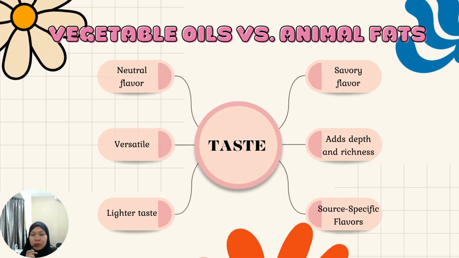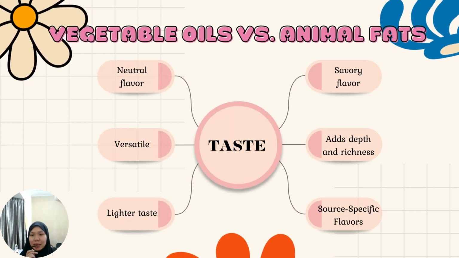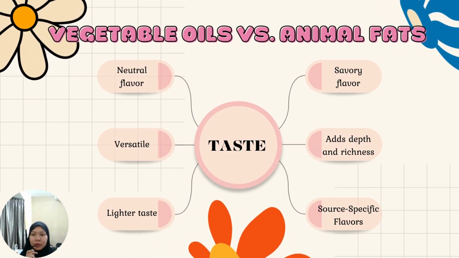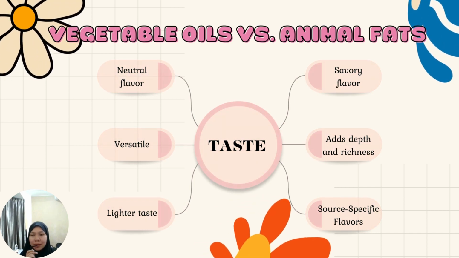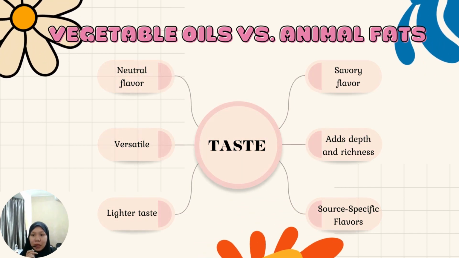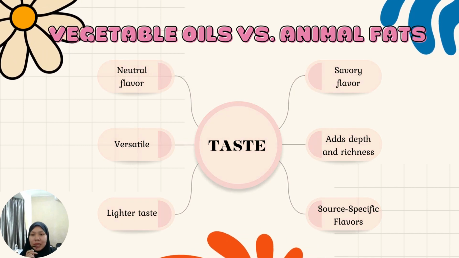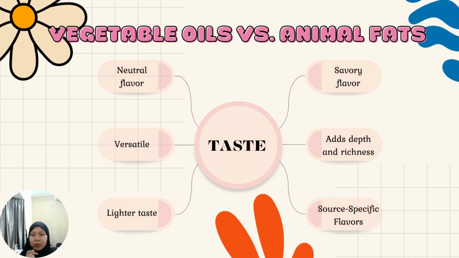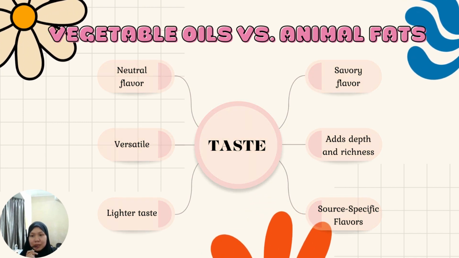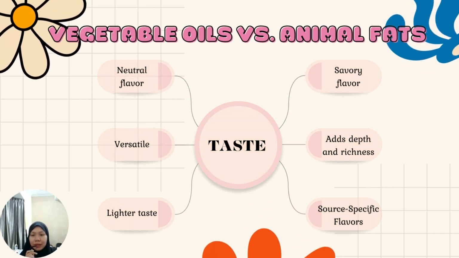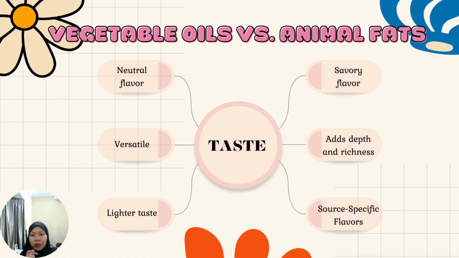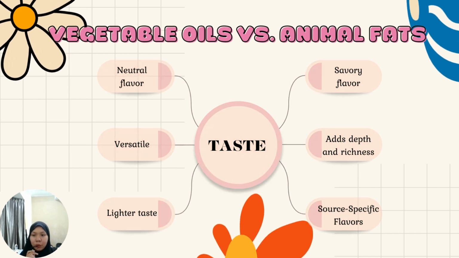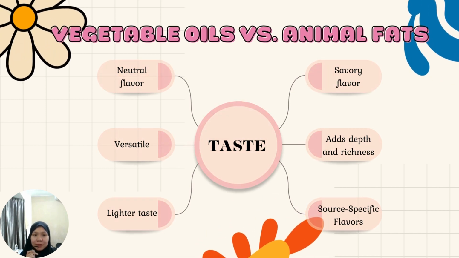While most vegetable oils have a mild taste, certain types such as olive oil may have a distinct flavor ranging from fruity to peppery, depending on factors like variety and processing methods. Animal fats such as lard and tallow have a characteristic rich and savory flavor profile derived from the animal source. When used in cooking and baking, animal fats add depth and richness to dishes, enhancing the overall flavor and texture. The flavor of animal fats can vary depending on the source animal, with lard from pork and tallow from beef or mutton offering different taste profiles.